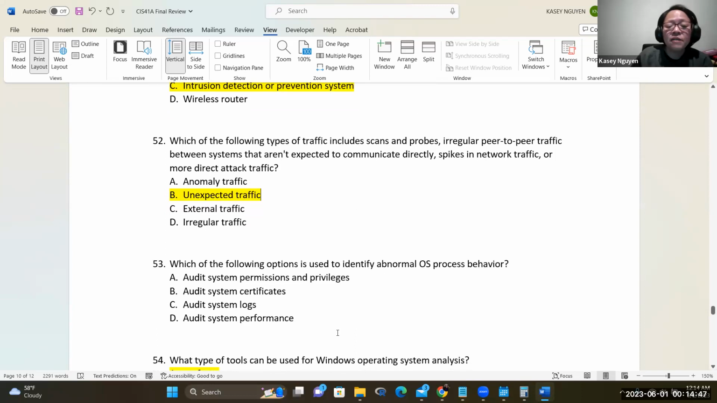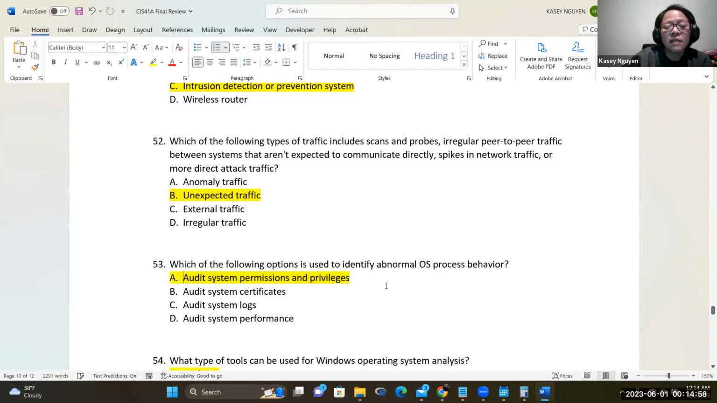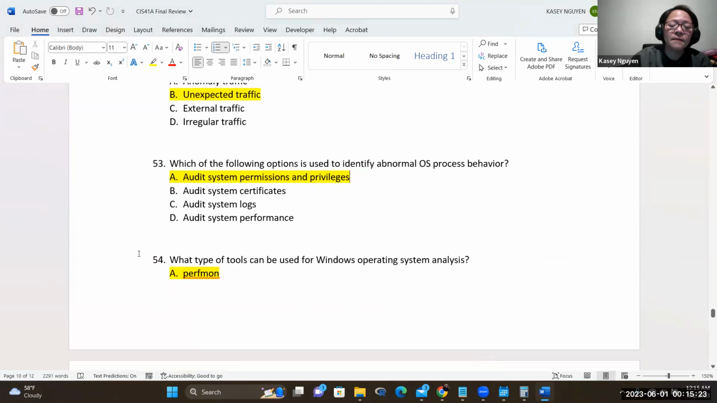53. Which of the following options is used to identify abnormal OS behavior? We want to audit system permissions and privileges, because when those change, we would be able to look at whether permissions and privileges are changed. In escalation of privileges, a lot of the time account privileges need to be changed, and also file permissions need to be changed for it to access. So for irregular or abnormal OS behavior, we want to look at system permissions and privileges.